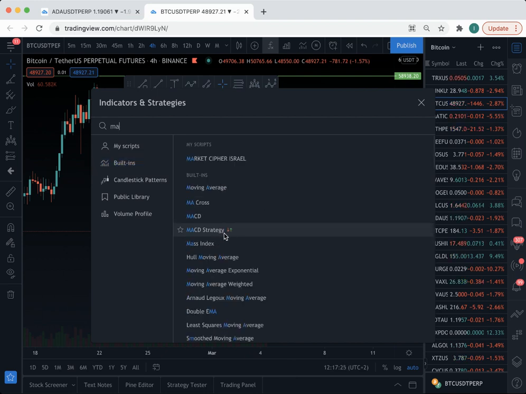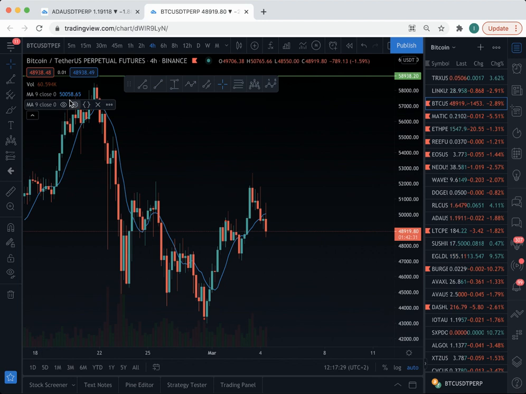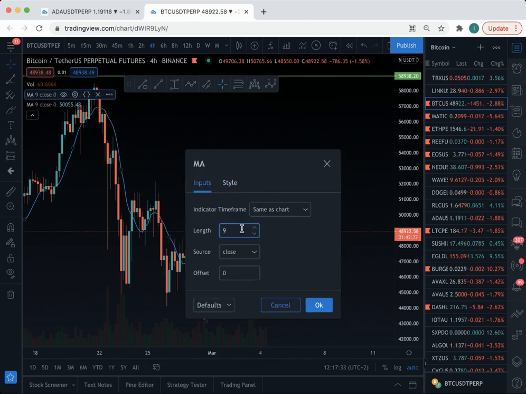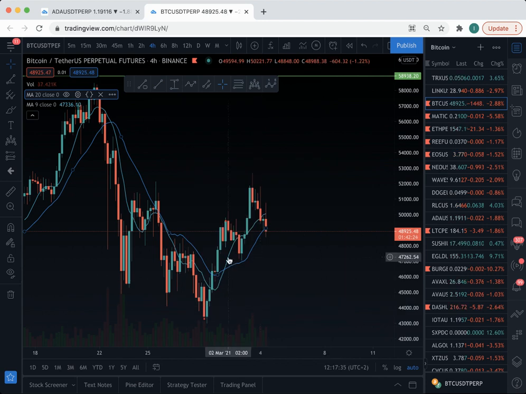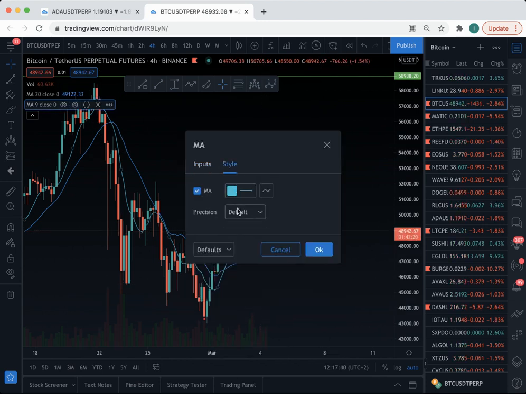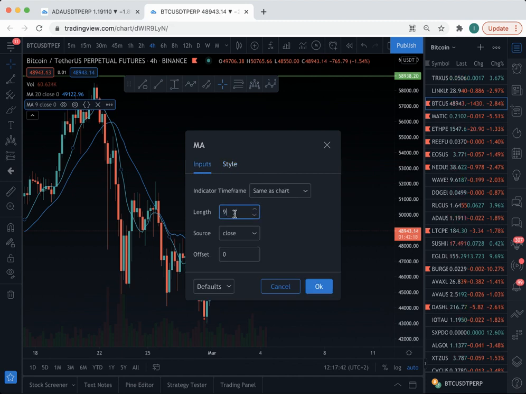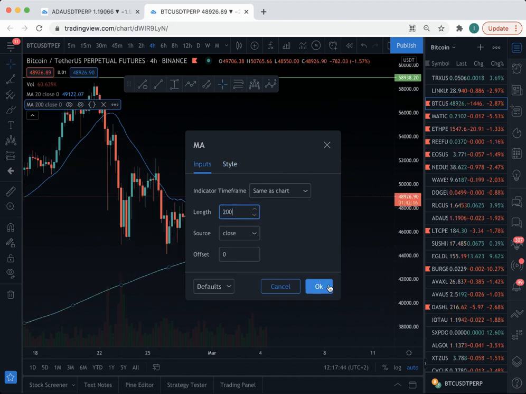MA. So we got rejected, guys, on the moving average. That's number one. We actually didn't get rejected. We slipped through it like butter, as you guys can see on the 20 moving average. This is a 20 moving average right here, and on the 200 moving average, we could see a potential downfall to the 200 moving average.